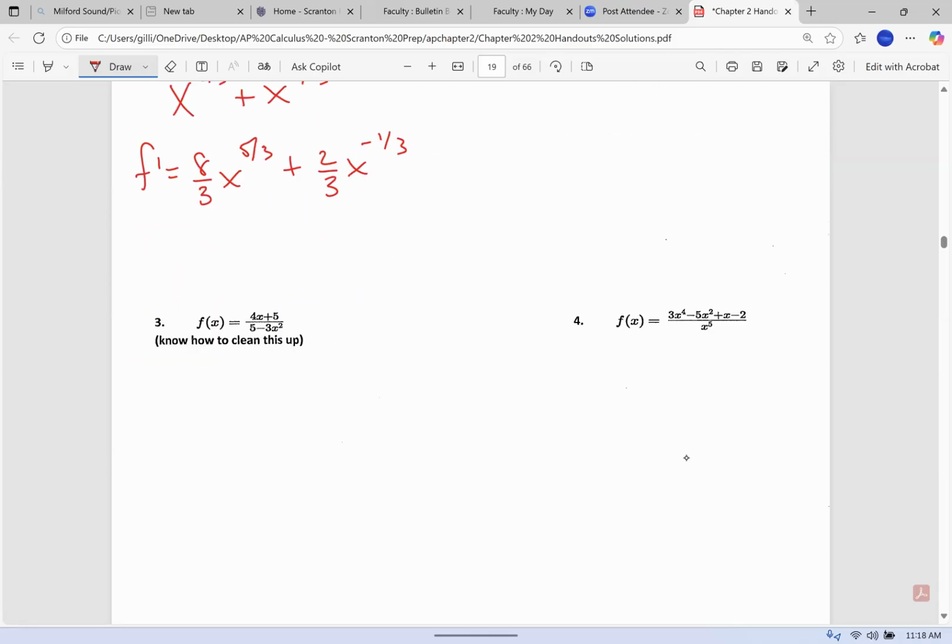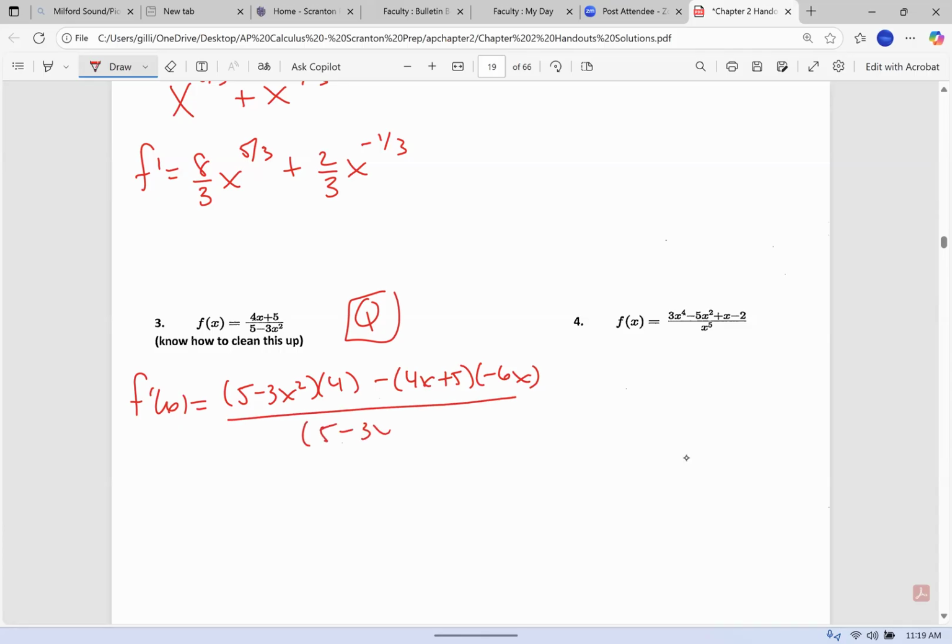I'll go down here to number 3. Its derivative is a quotient rule. Is it a product? Oh boy. Is it a quotient? Yes. Would I do algebra first or a quotient rule? Quotient rule. There's no monomial at the bottom. So it's the bottom times derivative of the top minus the top times derivative of the bottom all over the bottom squared. But this time we have to clean it up.